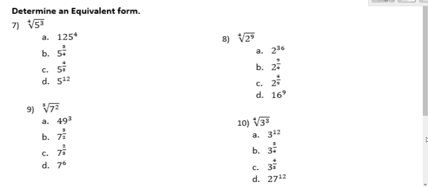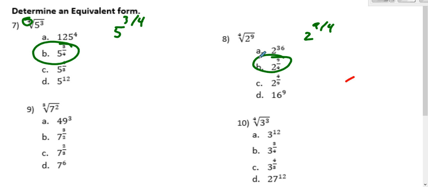For all of the equivalent forms, all you're doing is taking the index and making that be the denominator. So that's 5. The 4 becomes the denominator of your exponent, so 3/4. So the 4 becomes your denominator on your exponent, so that's 2 to the 9 over 4. The 3, the index, becomes your denominator, so that's 7 to the 2 over 3. And then the 4 becomes your denominator, so that's 3 to the 3 over 4.